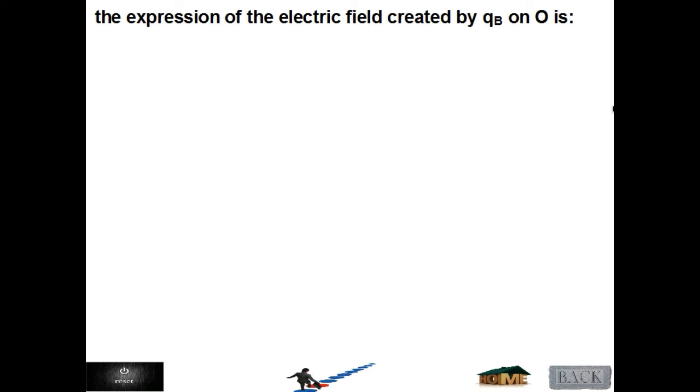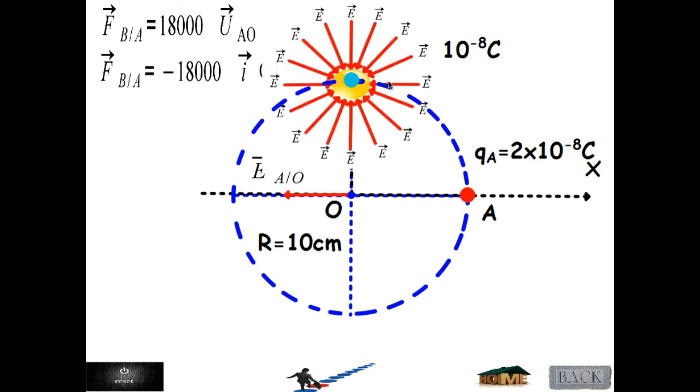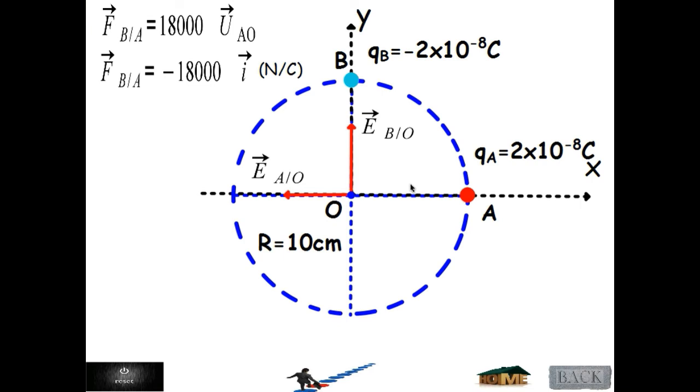Now the expression of the electric field created by QB on O is equal to k QB over r squared, times the unit vector UOB. Why do we use the unit vector UOB? Since QB is a negative charge, minus 2 times 10 to the power minus 8, and we already know that negative charges have a centripetal electric field, so it's from O to B. So we can draw it like this, in this direction, and this is the direction of the electric field created by B on O.